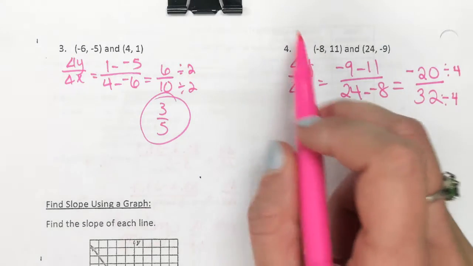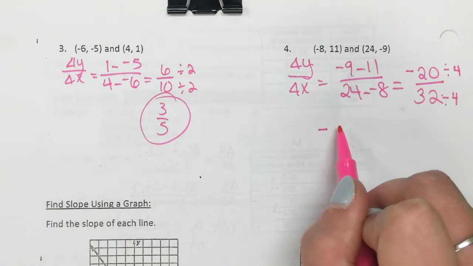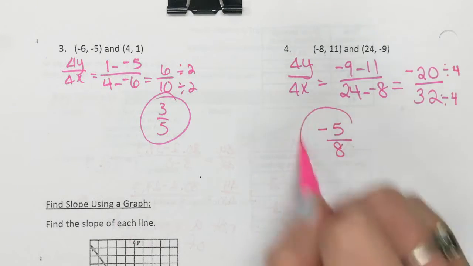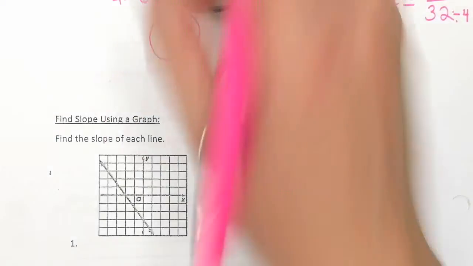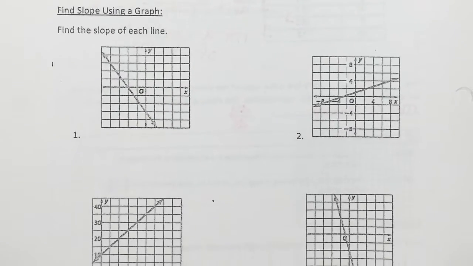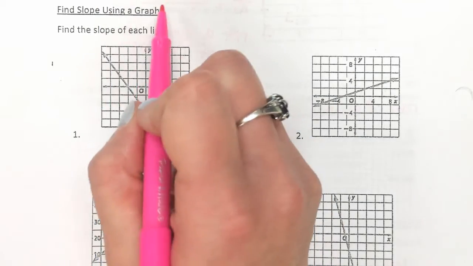All right, what'd you get as an answer on number 4? Negative 5 over 8. Very good. Y'all okay? All right, here we go. Last 4. All right, you ready? Find slope using a graph.